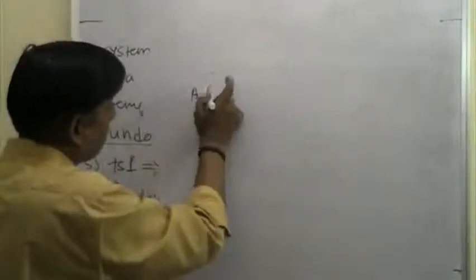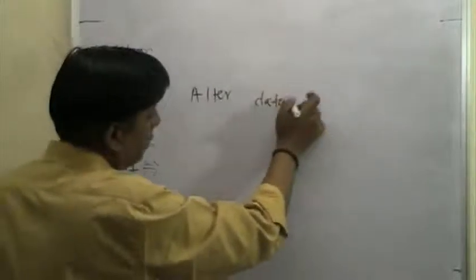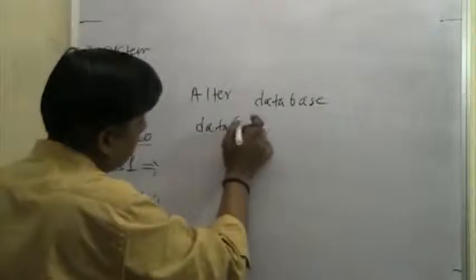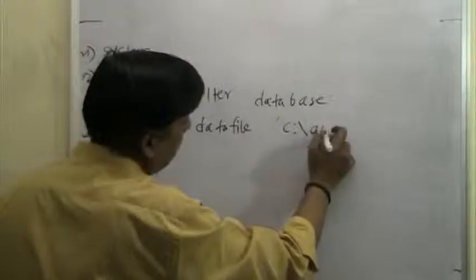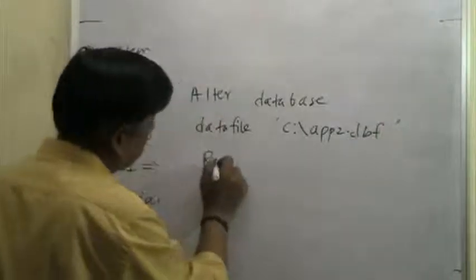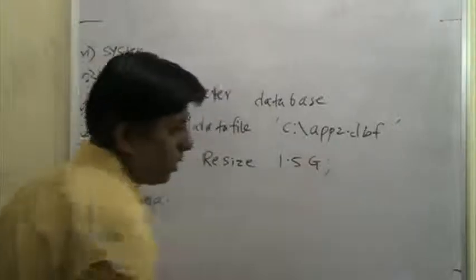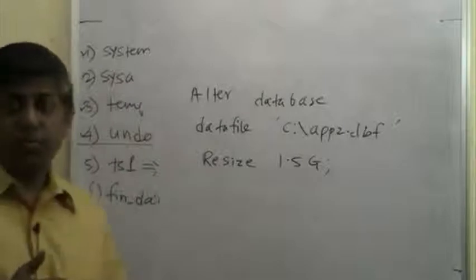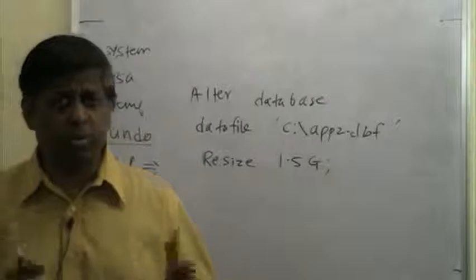You can say alter database. Now this is not an alter table space, actually this is alter database. Data file, let us say c:\app2.dbf, resize 1.5 gigabyte. Now with this resize, I am increasing the size of the data file from 1 to 1.5 gigabytes. So growth can be done very easily.